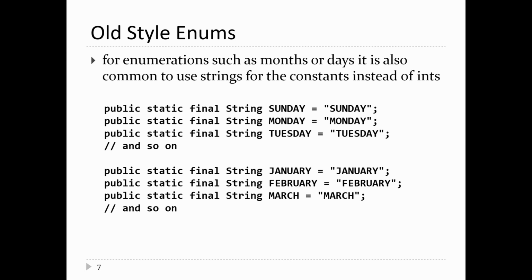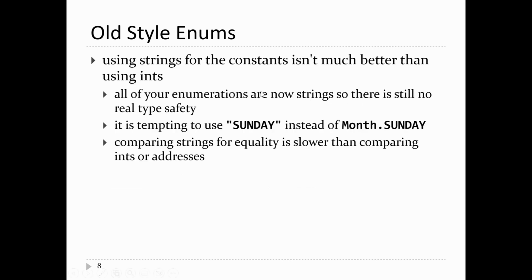So instead of using ints, you can use some other type. It's also not uncommon in Java to use strings. So instead of making an int called Sunday, we'll make a string called Sunday, and we'll set its value to be equal, in this case, to all uppercase SUNDAY. And you can do the same thing for all of your other constants. But this doesn't really solve any problems except for the problem of translating the constant to a string. All of our constants are now strings, so there's still no type safety. Any method that takes in a string will take in a month or a year.